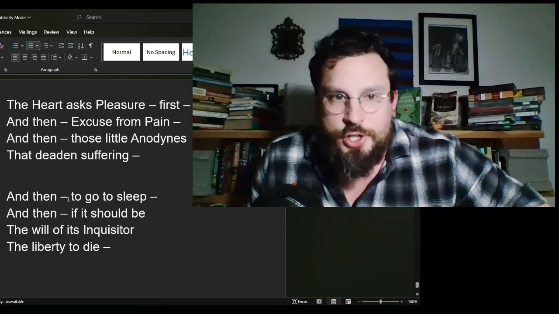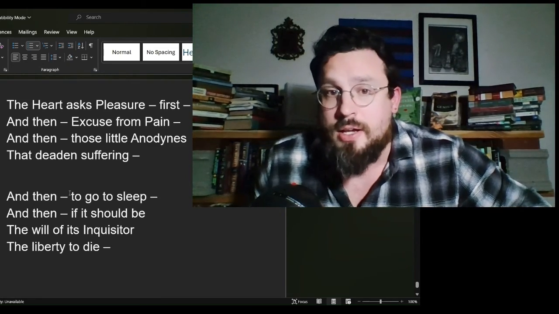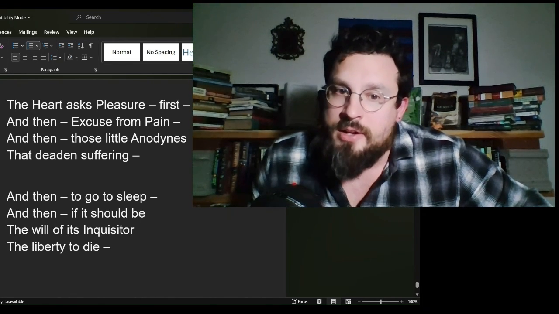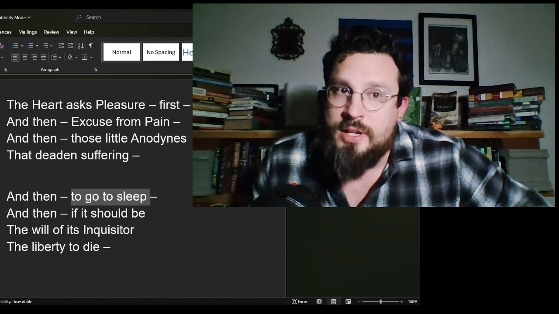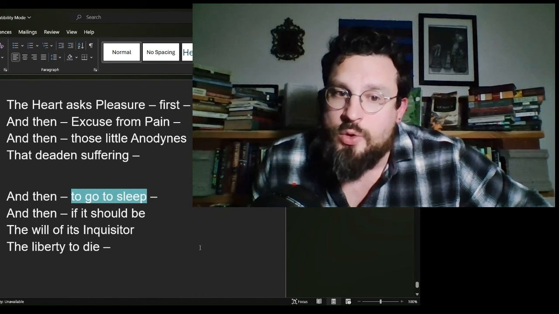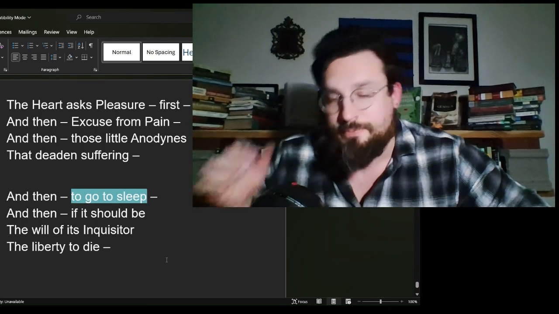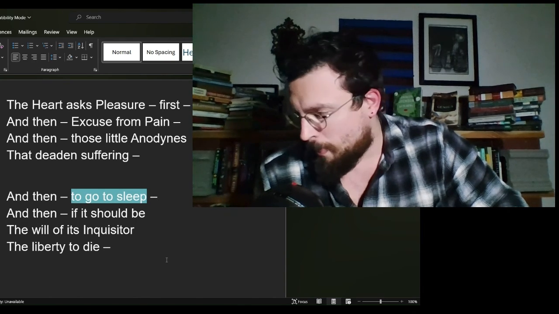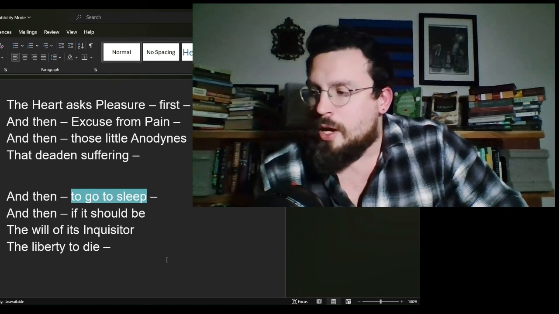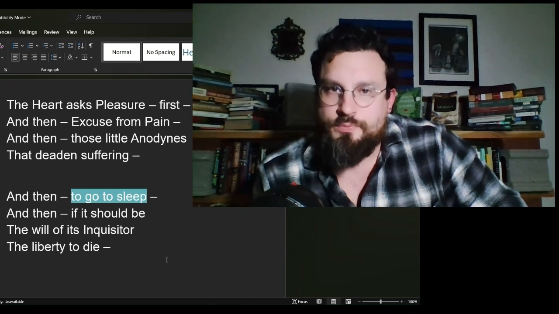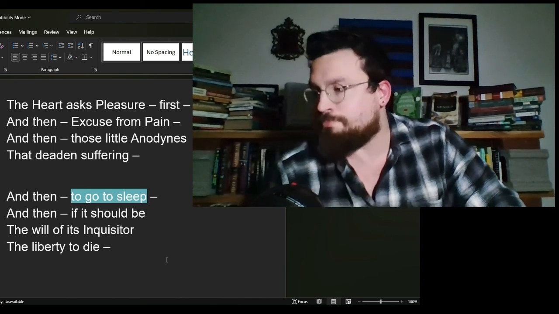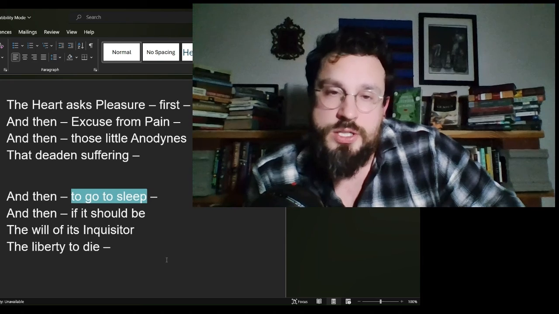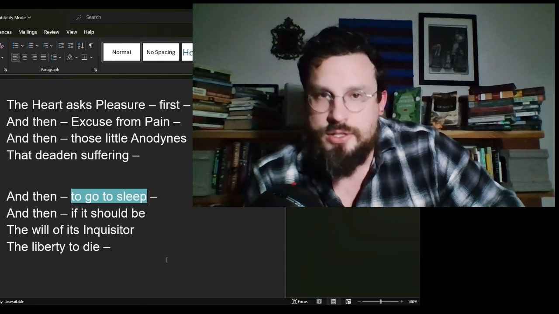The heart asks pleasure first, and then excuse from pain, and then those little anodynes that deaden suffering, and then to go to sleep, and then, if it should be the will of its inquisitor, the liberty to die. Going to sleep is a very small, and I'm going to use a metaphor here because of the platform, self-deletion excuse, self-deletion substitute, self-deletion insert, right?